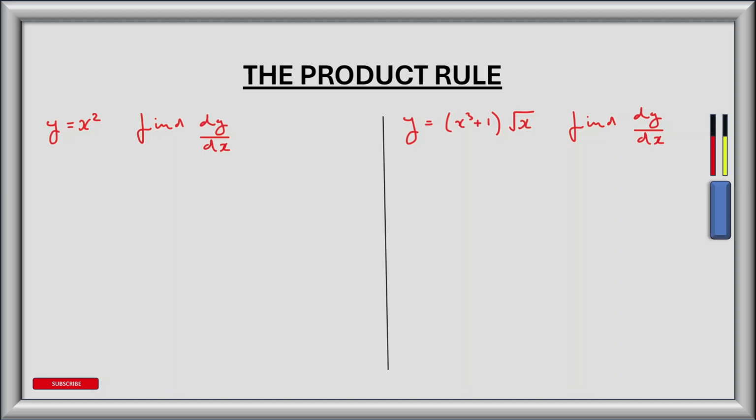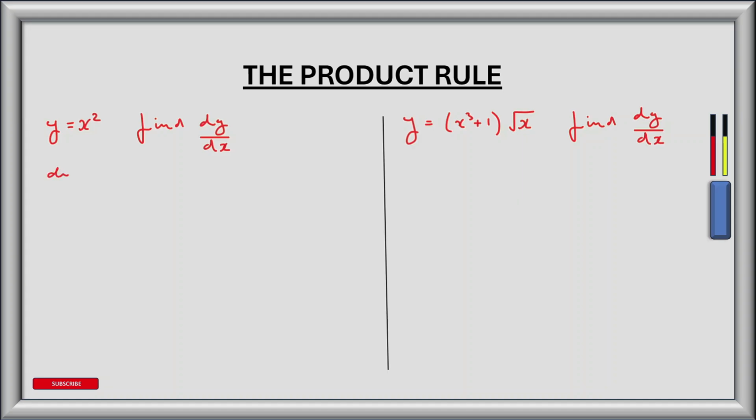So we have the function y is equal to x squared and we want to find dy by dx. Now the important thing to note here is, while the derivative of a sum is the sum of the derivatives, the derivative of a product is not the product of derivatives, and that's where the product rule comes in. So let's see why that is true.